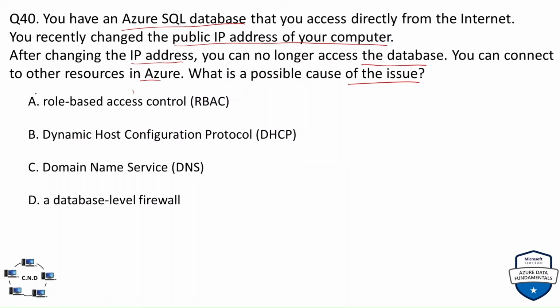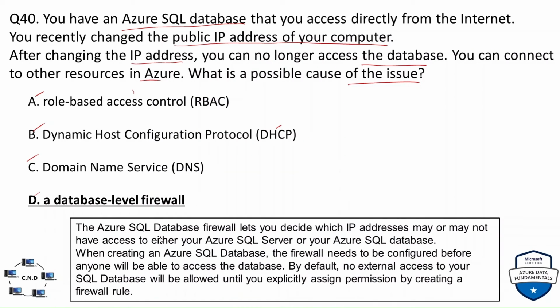And the options are A, role-based access control, B, Dynamic Host Configuration Protocol, DHCP, C, DNS, and D, database level firewall. And the correct option is the database level firewall.